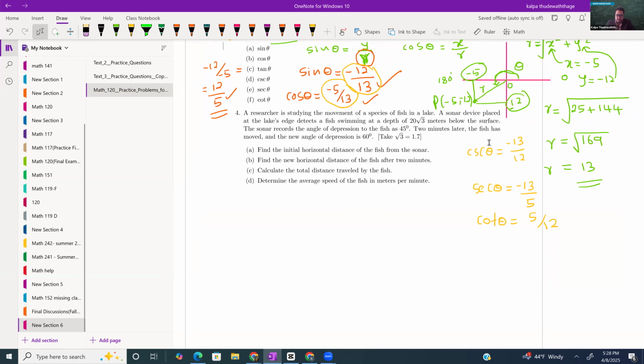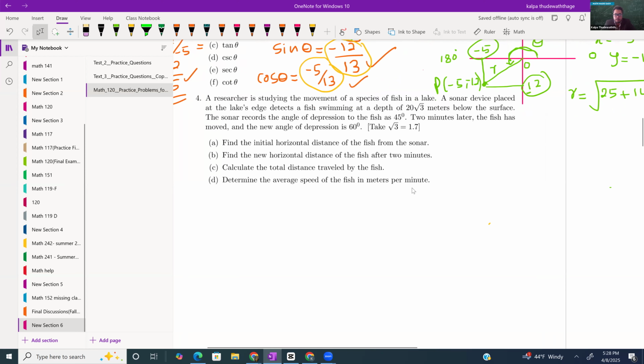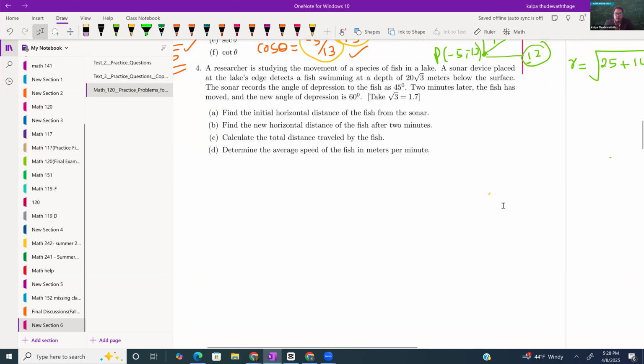Right. So the fourth question is a little challenging, so take 1 or 2 minutes to read the entire question. It says a researcher is studying the movement of a species of fish in a lake. Let me zoom in a little. A sonar device placed at the lake edge detects a fish swimming at a depth of 8 times root 3 meters below the surface.